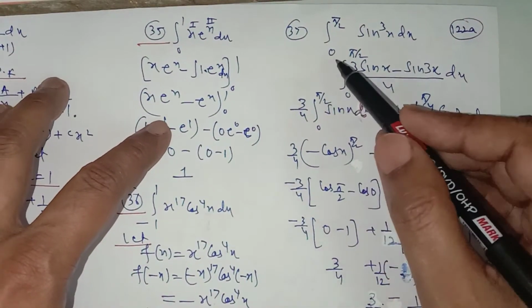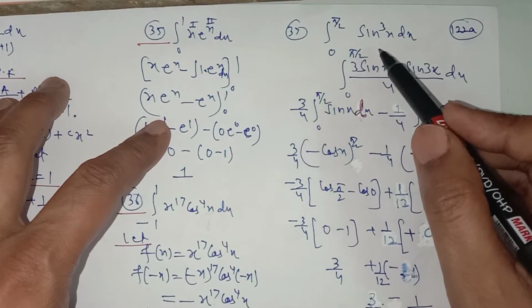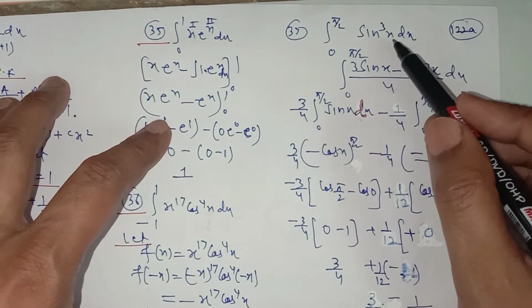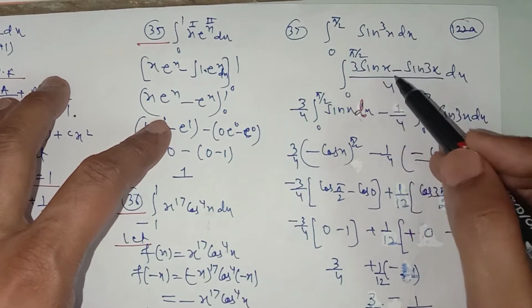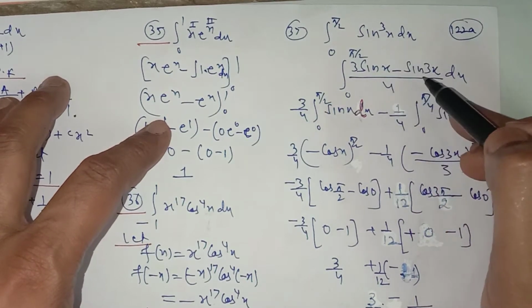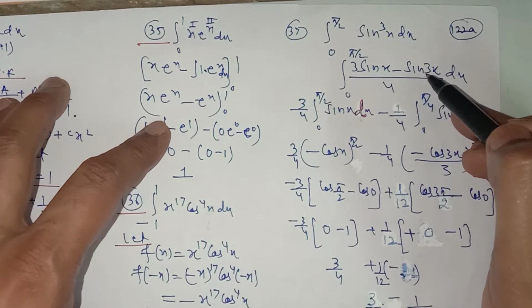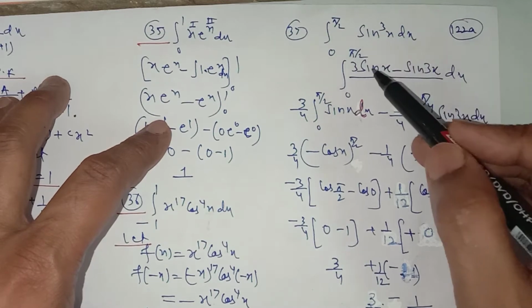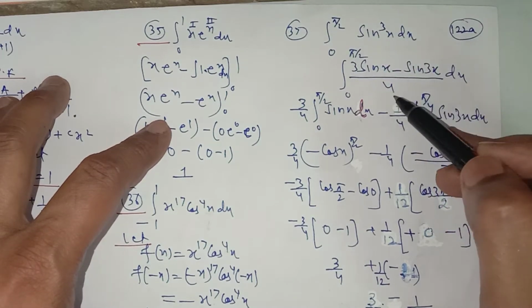In question number 37, we have 0 to pi by 2 sine cube x. By using the formula of sine 3x, you can find the value of sine cube x, which is equal to (3 sine x minus sine 3x) upon 4. Sine 3x is equal to 4 sine cube x minus 3 sine x. Or you can learn this formula directly: sine cube x is equal to (3 sine x minus sine 3x) upon 4.